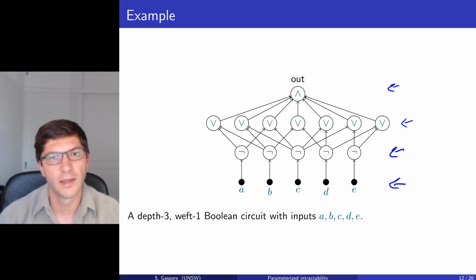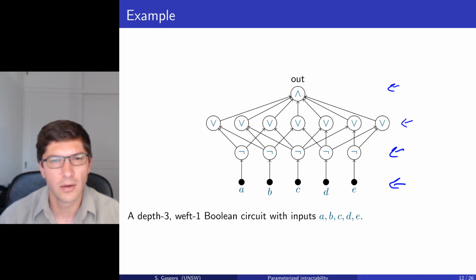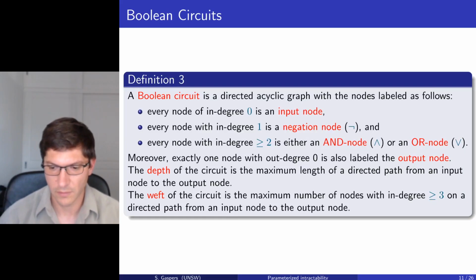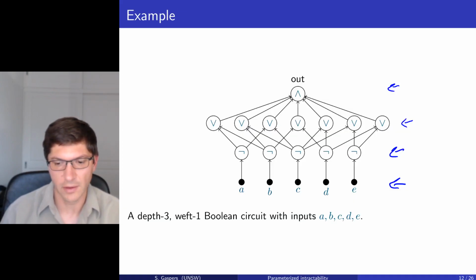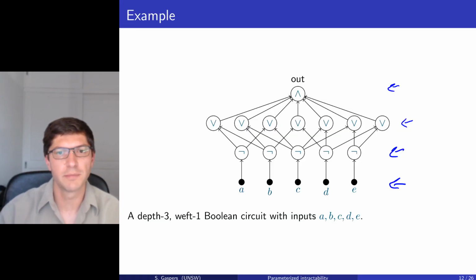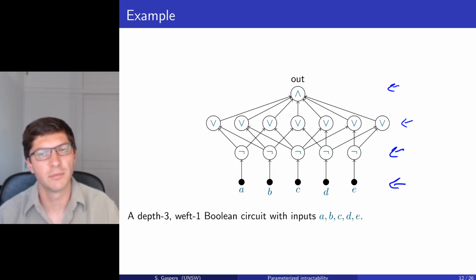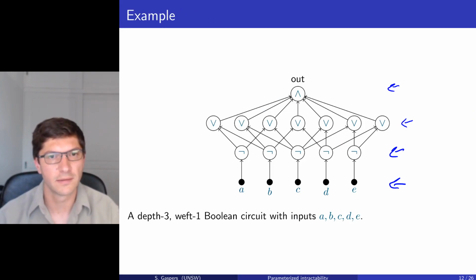The weft is 1 because the only node that has in-degree at least 3 is the output node. So we count only those nodes with in-degree at least 3, and that's only the output node. So on each path from an input node to the output node, there's 1 vertex of in-degree at least 3.